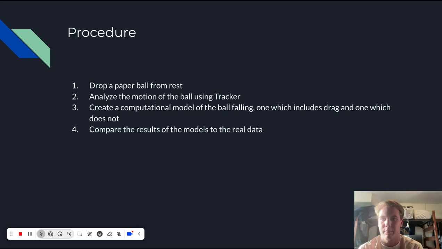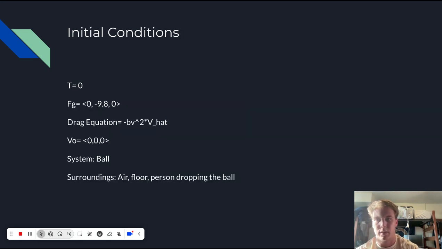So the procedure for this lab: first we drop a paper ball from rest, we videotape that, and we analyze that motion using Tracker. After that, we're going to create a computational model of the ball falling. One of them is going to be without drag, and one of them is going to be with drag. And then we're going to compare the results of those models to the real data: no drag model versus real data, and then drag model versus real data.